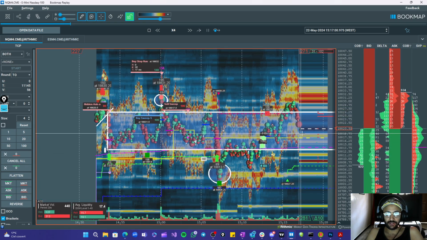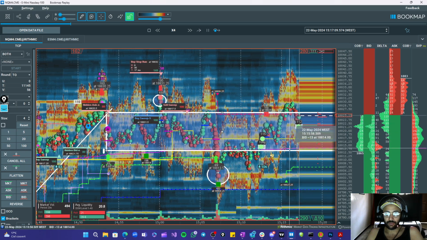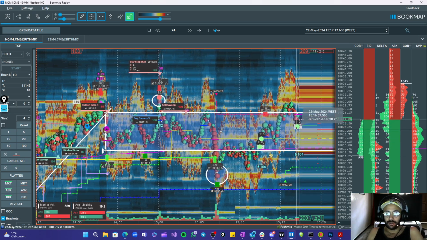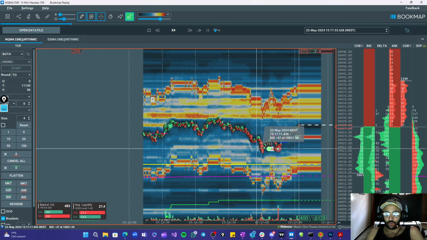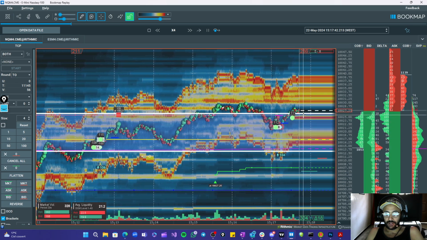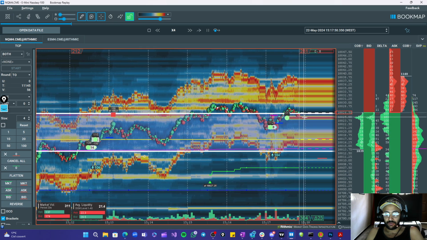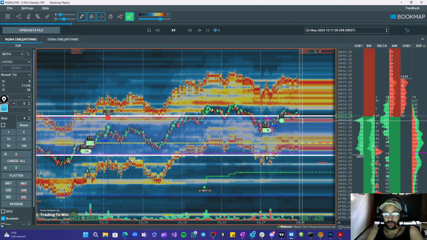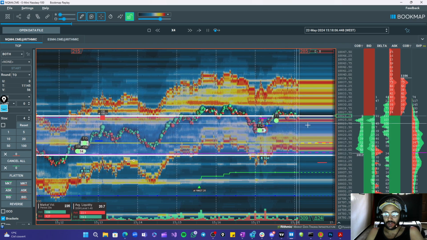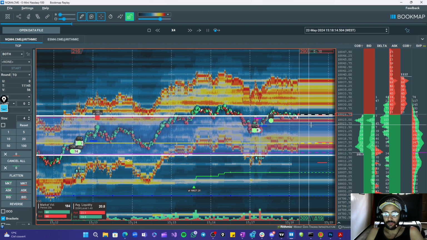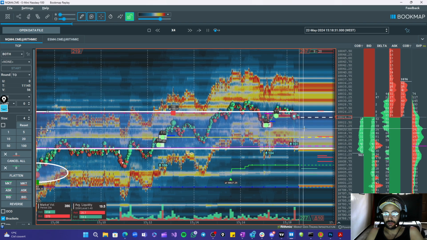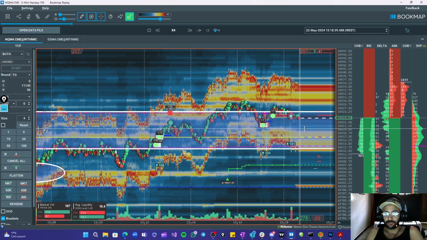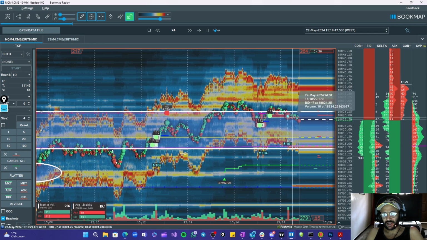So as you can see, nothing important. We are playing in this range. We have a spoofing over here. We are adding. We have a bidder over here with 100 contracts. We took. That's a good sign for me.